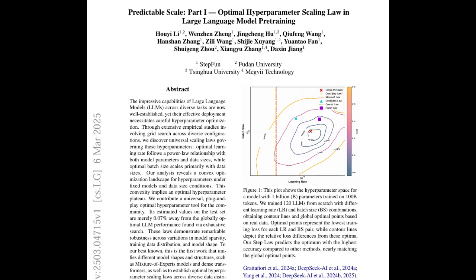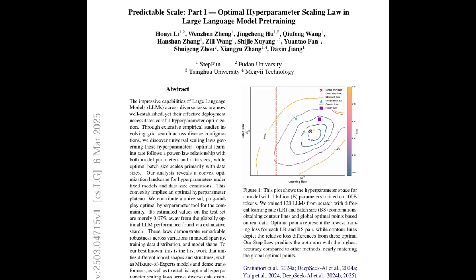So let's talk about those practical implications. Imagine you're a developer working on some cool new AI app, or maybe you're a researcher trying to push the boundaries of what LLMs can do. How does this research actually help you in your day-to-day work? Well, think about all the time and resources that you normally waste on hyperparameter optimization.